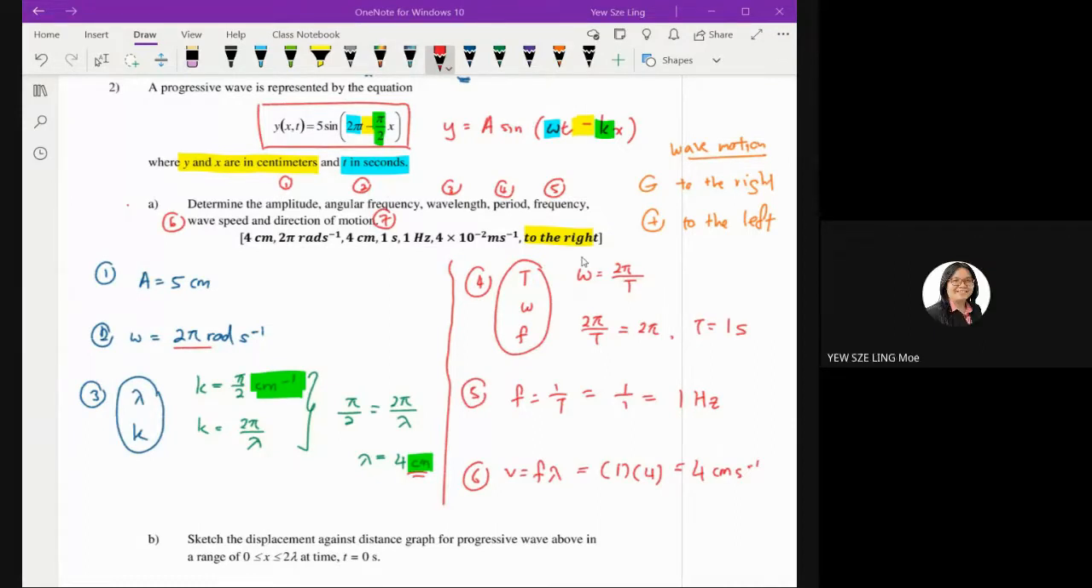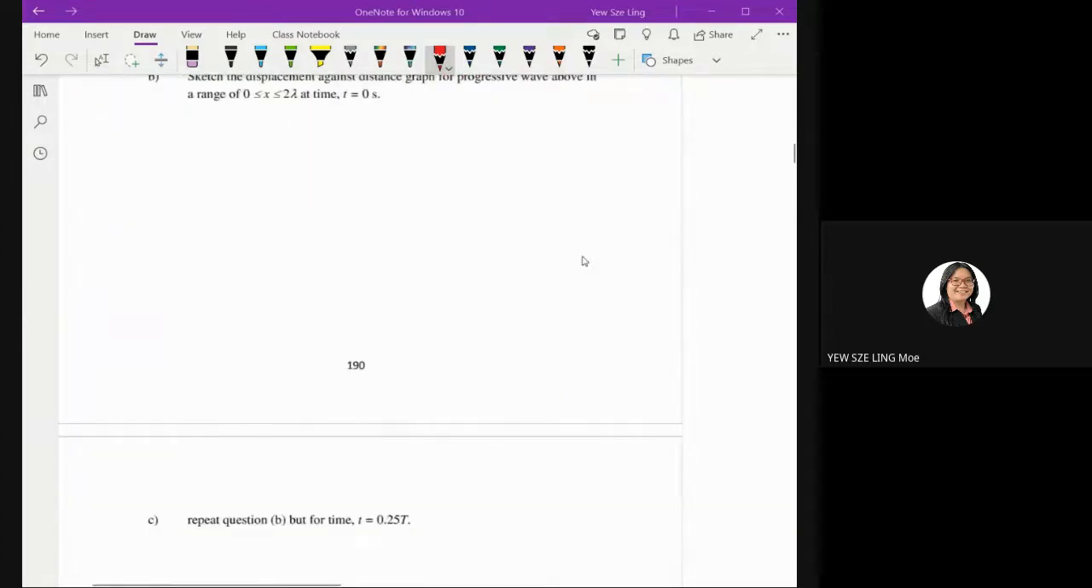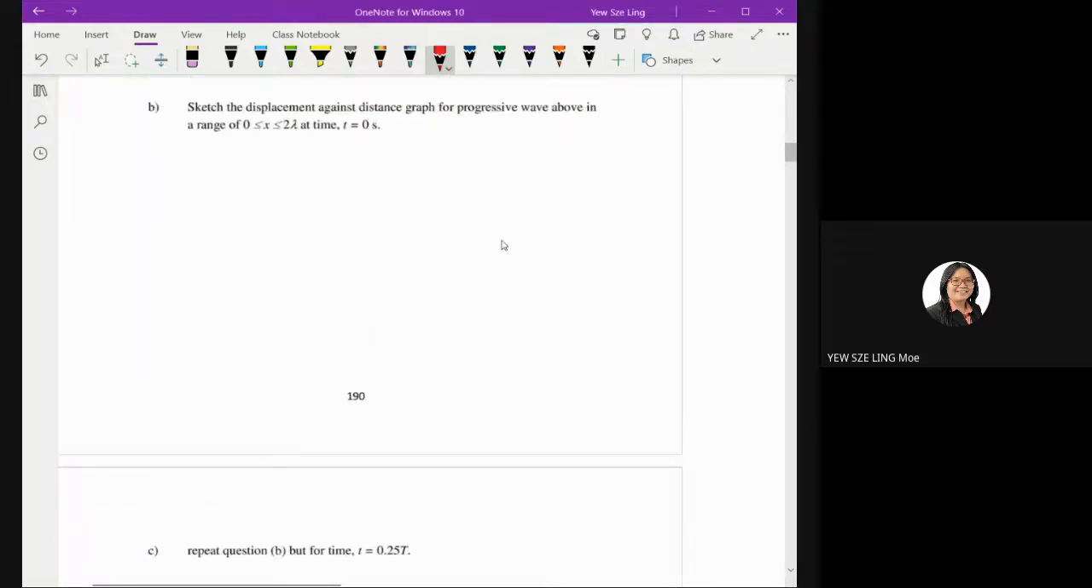Okay, so let us look at graph sketching. So dari graph anda boleh nampak lagi jelas kenapa kita ada X dengan T di dalam satu equations. Okay. So question B. Okay, sketch the displacement, the displacement against distance graph. So you look at the questions, it will tell you what types of graph you need to sketch. So according to this question, it is asking for Y against X graph.